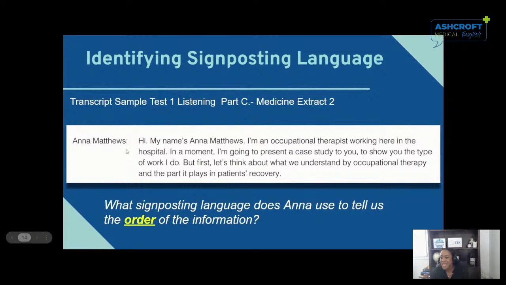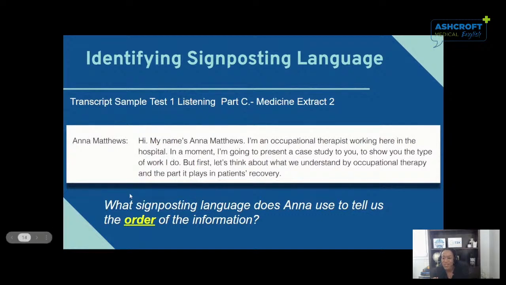So the speaker here is Anna Matthews, and Anna Matthews is an occupational therapist. She introduces herself and begins her presentation. She says, "Hi, my name's Anna Matthews. I'm an occupational therapist working here in the hospital. In a moment, I'm going to present a case to you to show you the type of work I do. But first, let's think about what we understand by occupational therapy and the part it plays in patients' recovery."